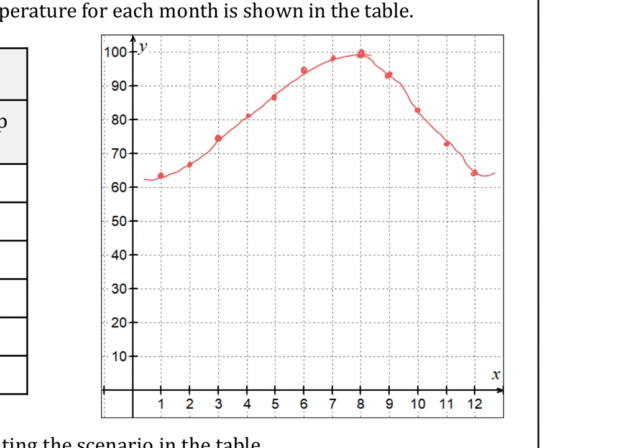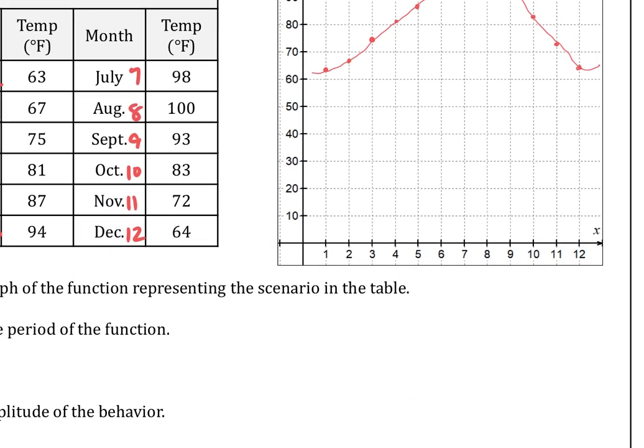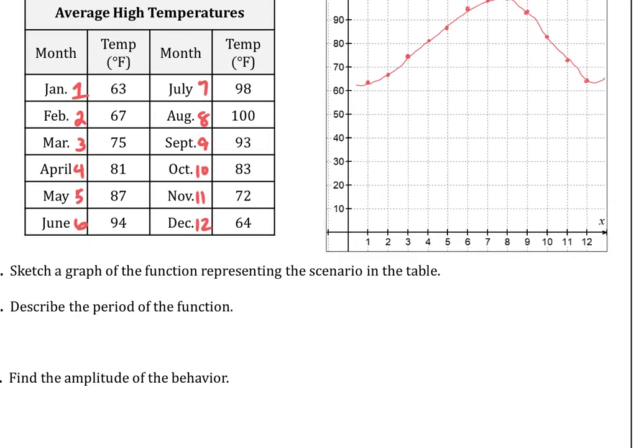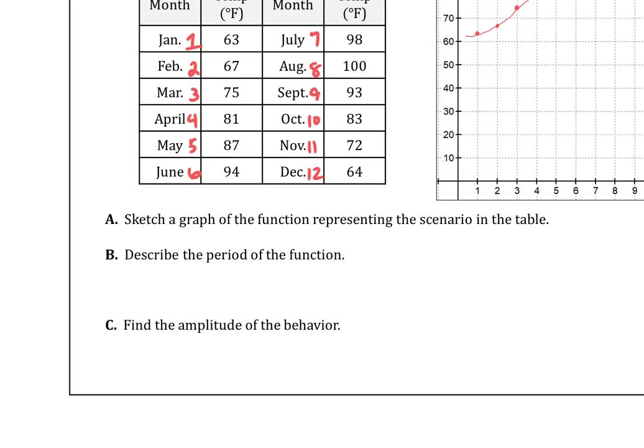That's how long it takes us to get back to our starting point. What it tells us is to describe the period. Well, this one's pretty straightforward. Once you get through December, where do you jump back to? You jump back to January, but that takes 12 months. That's how long it takes us to repeat this. So it's 12 months or 1 year.